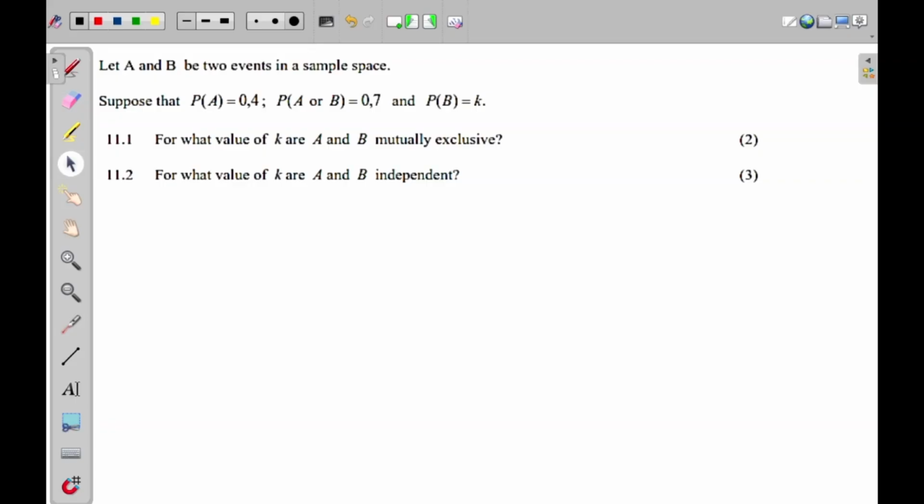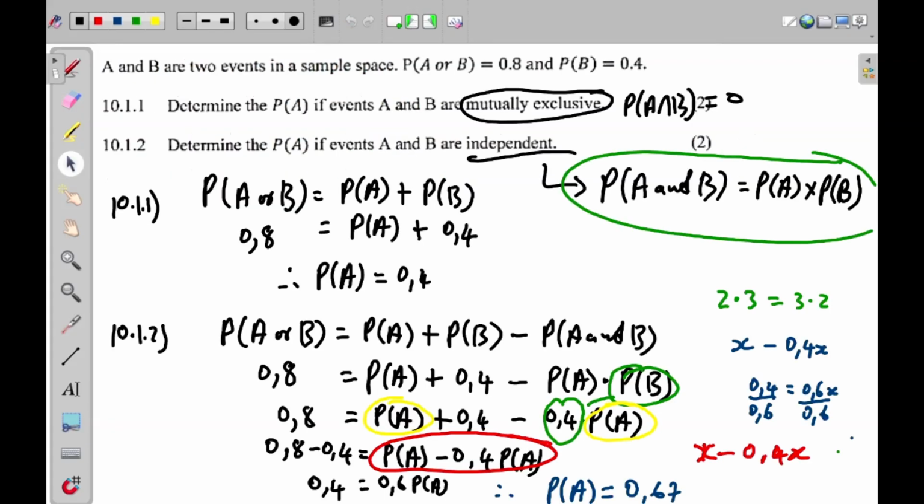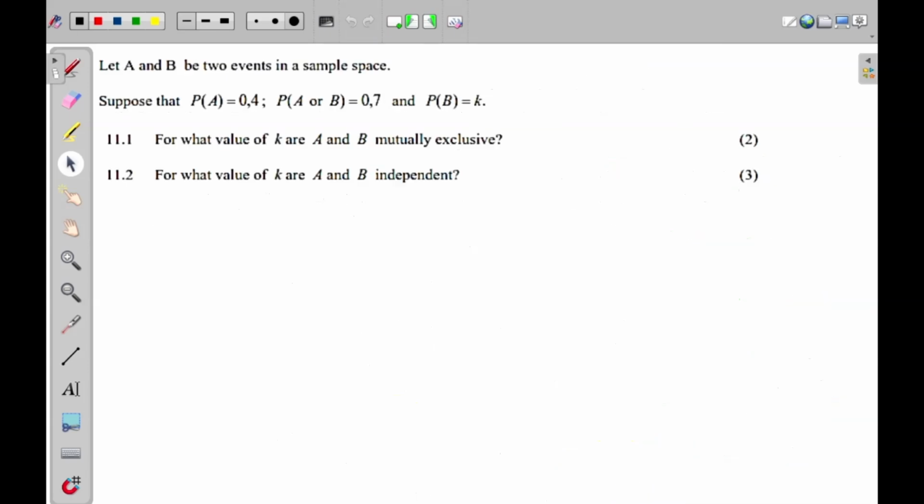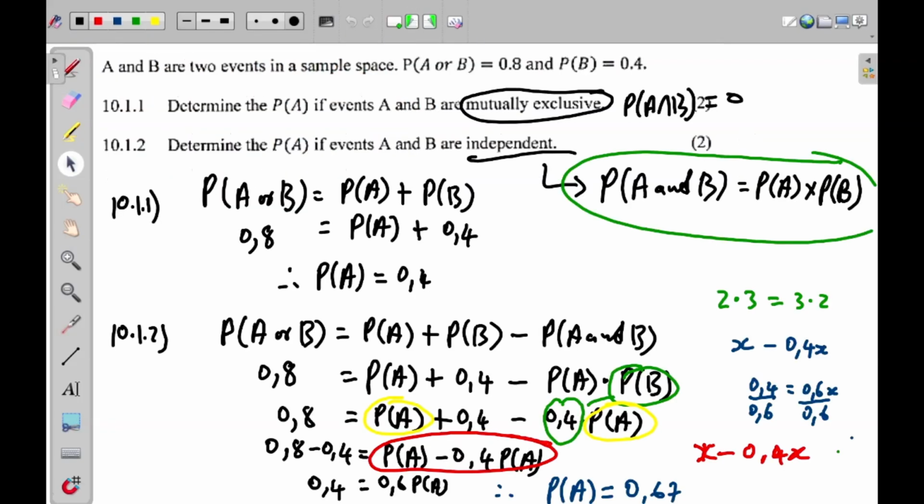I hope you realize how this question is exactly this question here. The only thing that they have done, to make our lives slightly easier, is just to replace probability of B with the letter K. But rest assured, you're actually going to do the exact same thing as we did previously. And so I want you to take this one as a little homework for you to test your understanding of what we did here previously.